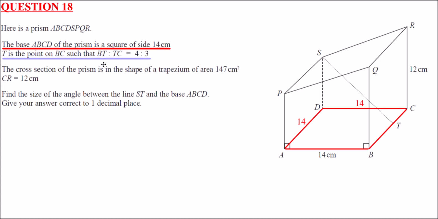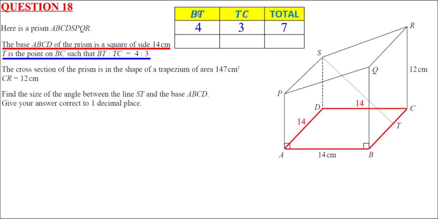So T is a point on BC such that BT to TC is in the ratio of 4 to 3. So we can work out BT and TC as a separate ratio question. When it comes to ratios, I'd suggest we do a ratio table, something like this. So if BT is 4 lots, TC is 3 lots, that's a total of 7 lots.